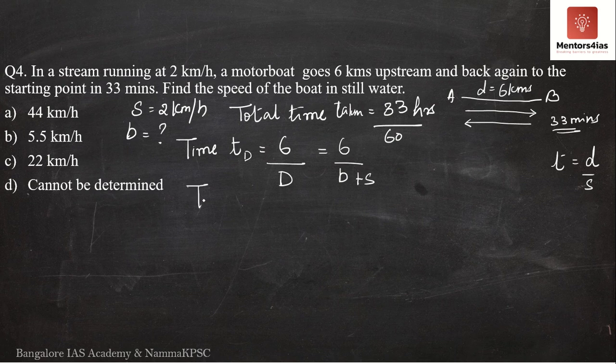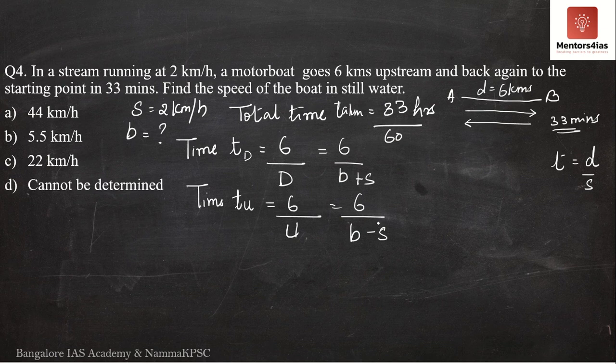Similarly, the time taken to travel upstream is once again distance by speed, where the distance traveled is 6 kilometers. At what speed? It is the upstream speed. What is the upstream speed? Upstream speed is nothing but the difference between the speed of the boat and the speed of the stream, where S is once again 2 kilometers per hour.